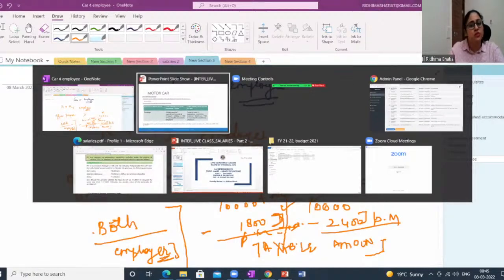सब कुछ इंश्योरेंस पॉलिसी सब कुछ इसमें आ जाएगा आपका रनिंग एंड मेंटेनेंस पे. Petrol charge is borne by employer, car is owned by employee for both purposes. Then it would fall in this category depending upon the cc. 10,000 minus 1,800 per month would be the taxable amount. Clear हुआ?